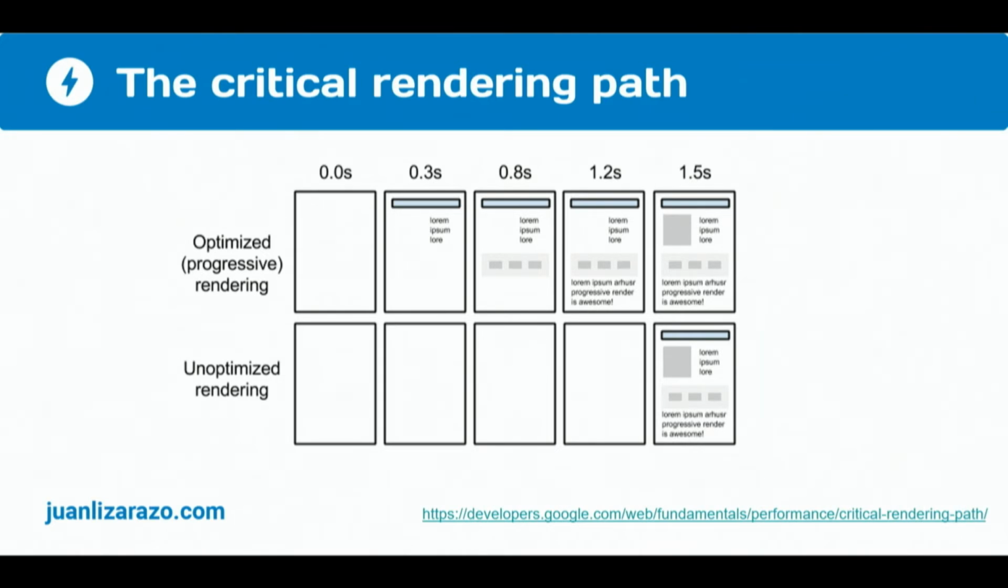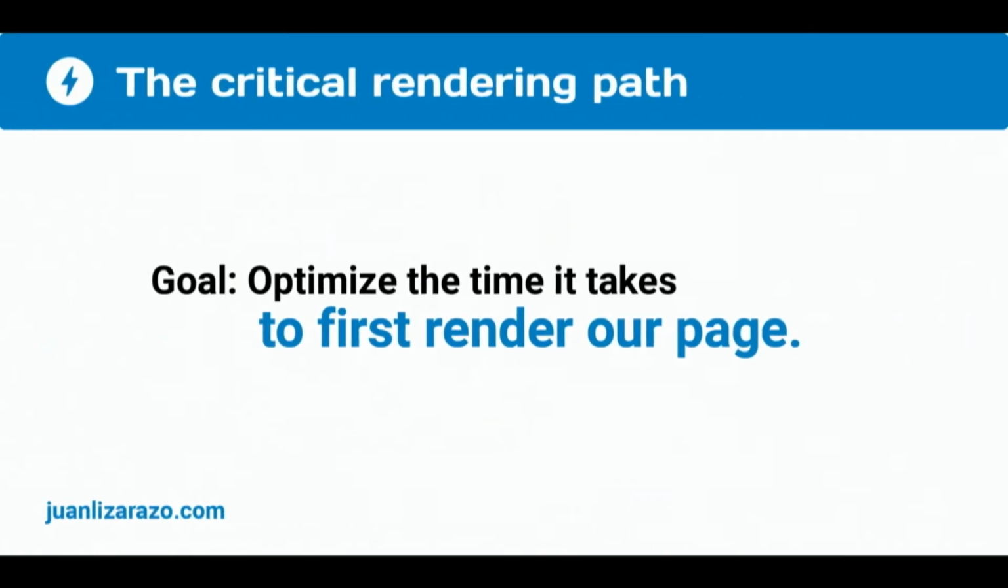And in AMP, we target this critical rendering path to get that first load. So the goal is to optimize the time that it takes to first render our page. So remember that 1 to 3 seconds, we wanna make it just 1 second, so we don't lose any percentage of potential users that will abandon our page. So how do we do this without sacrificing user experience?